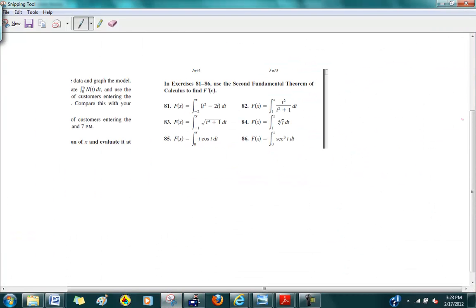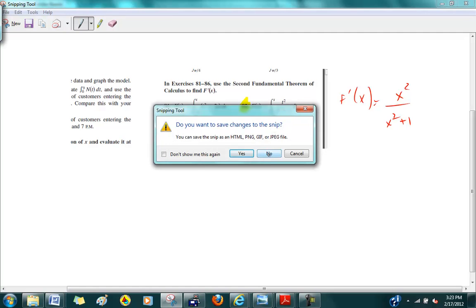Okay. So number 82. And you're asked to find f prime of x. Notice that the upper limit is x. The bottom limit is a constant. Just put in x wherever you see t, and lo and behold, that's your answer. So, third example, pretty trivial.